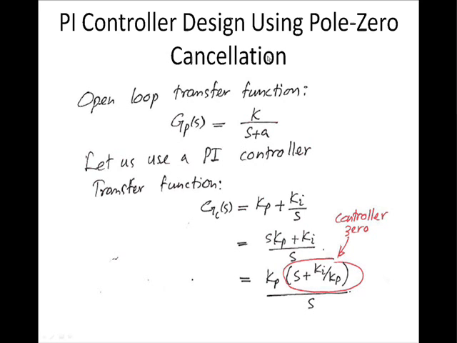Now, if it is a PI controller, we know that the transfer function of the controller is kp plus ki over s. When you take it to a common denominator, I can write it as (s times kp plus ki) divided by s. And taking kp out, I can write kp times (s plus ki over kp) divided by s. And this is going to be the controller zero that we are going to use to cancel the slower pole of the open loop transfer function.